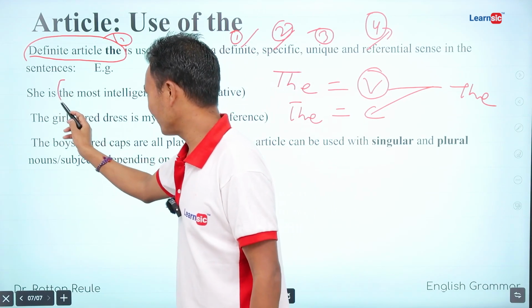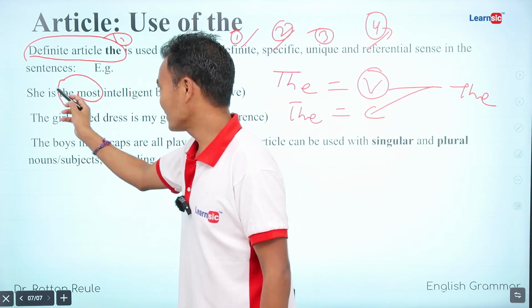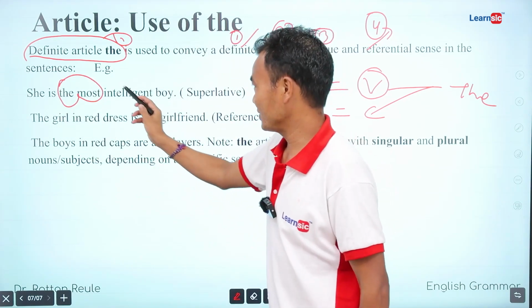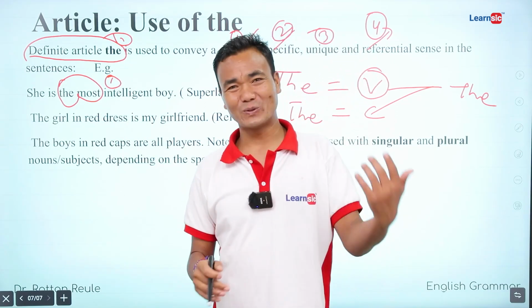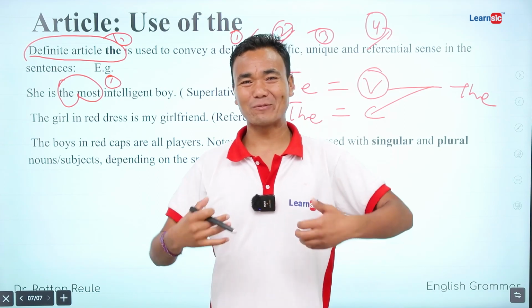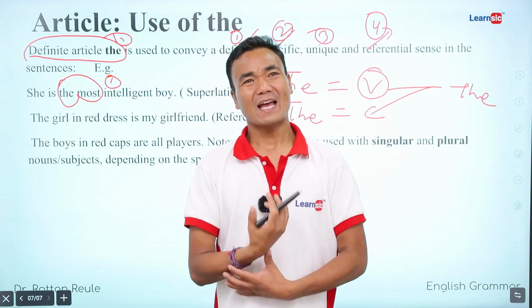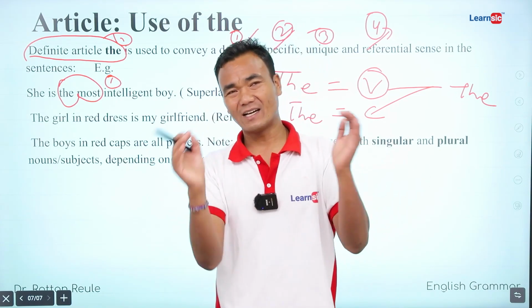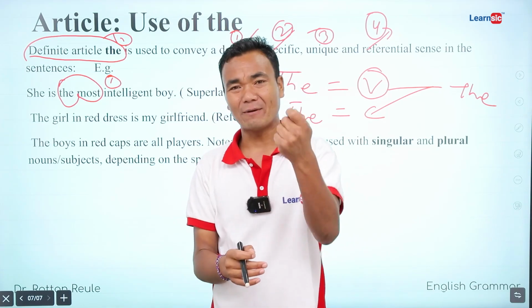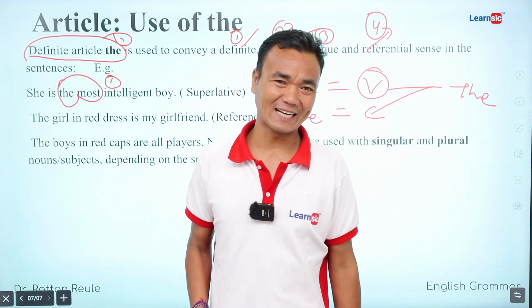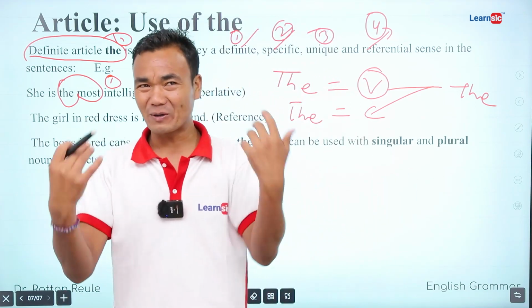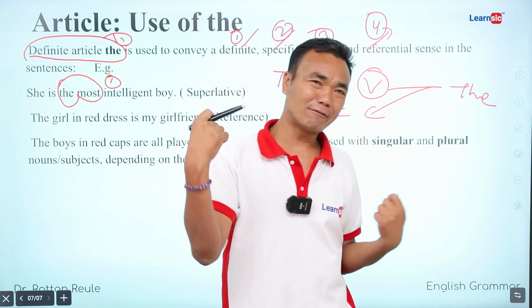Now we are using the with the superlative degree. This is the first use. So we have to learn, we have to remember, we have to cram, and once we memorize, then we have to apply, and then we have to multiply. This is the formula of learning English. First we remember, we memorize, then we apply, and then we multiply.